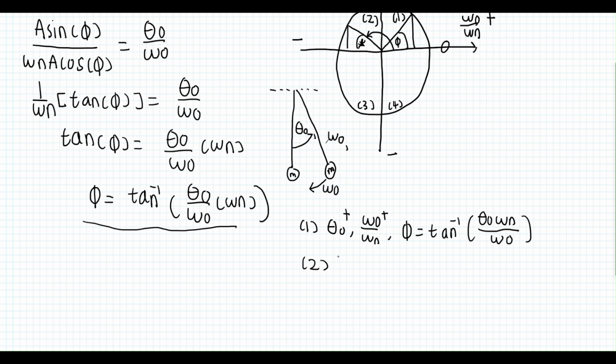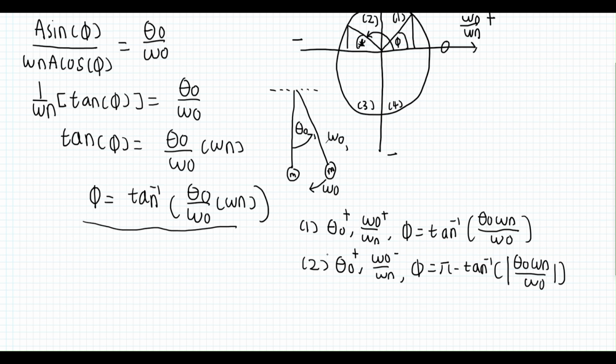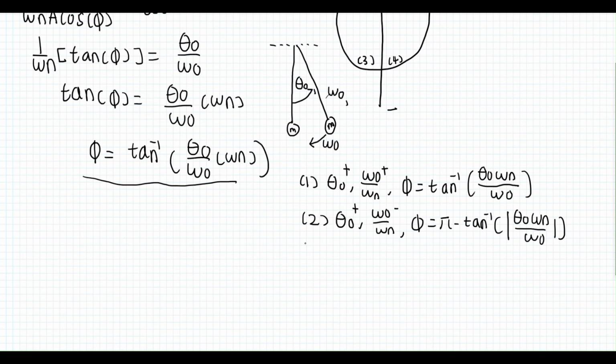Now for the second quadrant, theta naught is still positive, but omega naught over omega n is now negative. Which means that to calculate out phi, it's pi minus tan inverse, and it's the absolute value of what's inside the tan. I would use the absolute value just to save you from going wrong.